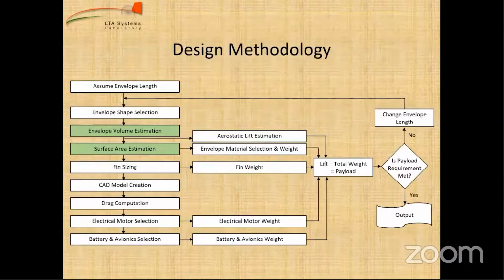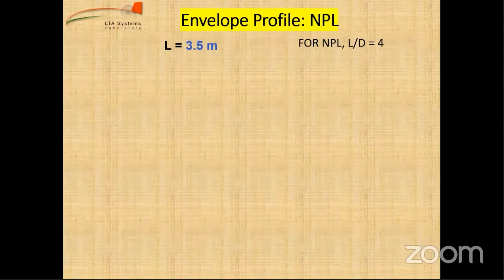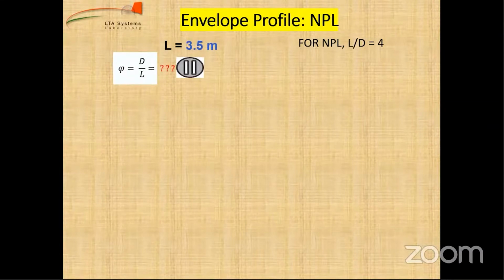All right. So now we estimate the surface area and volume, and this is extremely important when it comes to estimating the net static lift produced by the envelope. So L equals 3.5, and for NPL profile, L by D equals 4. Now, can someone calculate D by L and tell me what the value is? Phi equals D by L. 1.142, sir.